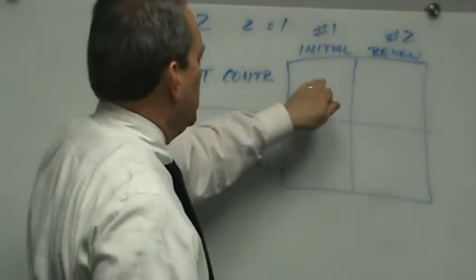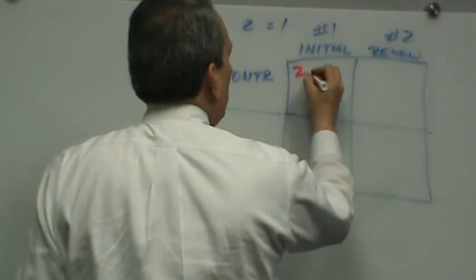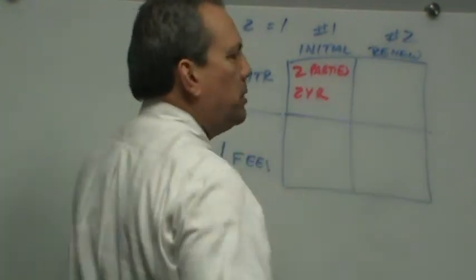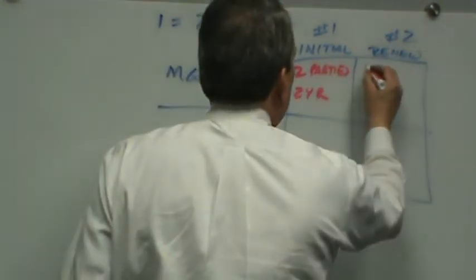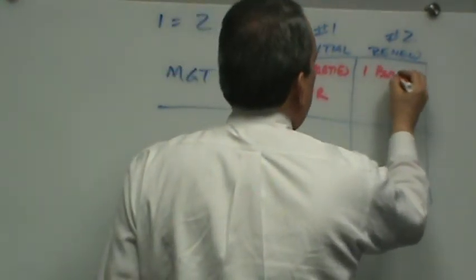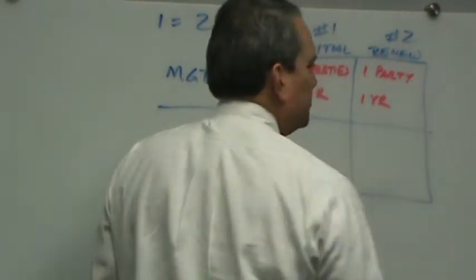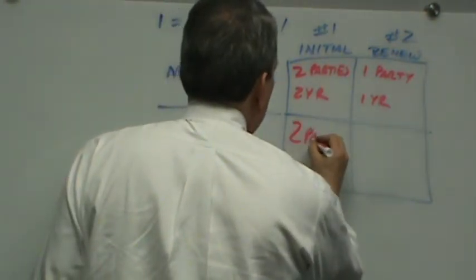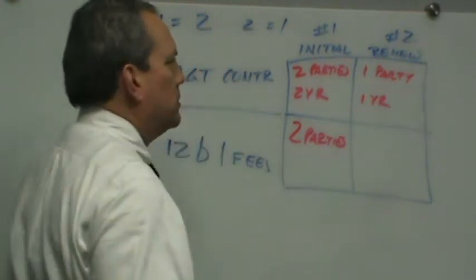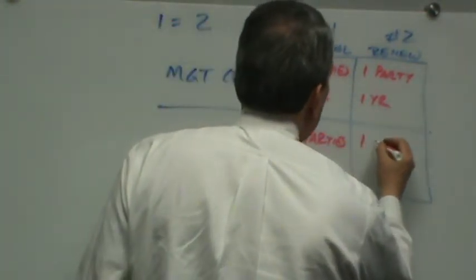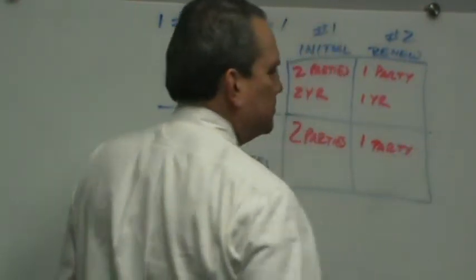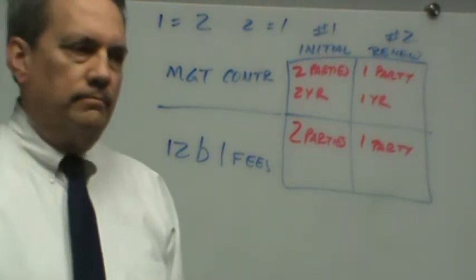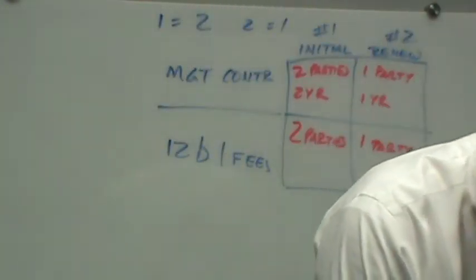What we've got, check the new math. 1 equals 2, so the initial on the management contract is that it takes 2 parties and it's for a 2-year period of time. But the number 2 time that we do it, it just takes 1 party, either the board or the shares, and it's for a 1-year term. Over here on the 12B1 fees, 2 parties, board and the shares, but on the renewal, just 1 party, board or shares. So 1 equals 2, and 2 equals 1. Okay? On both the management fee and the 12B1 fees.